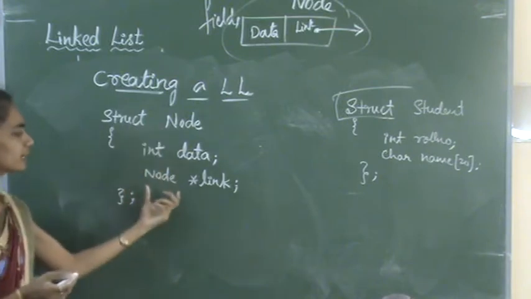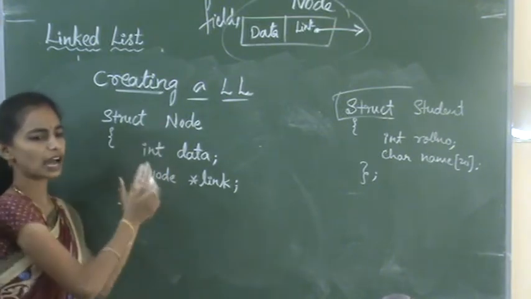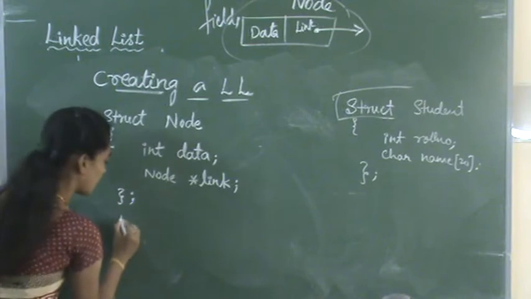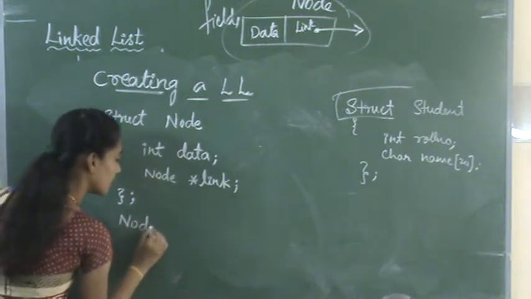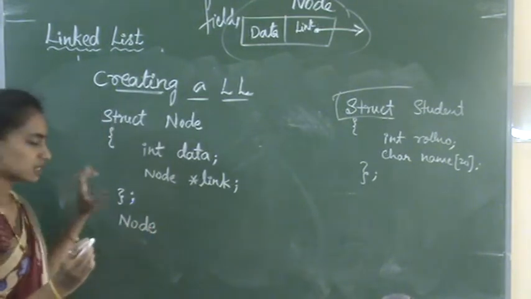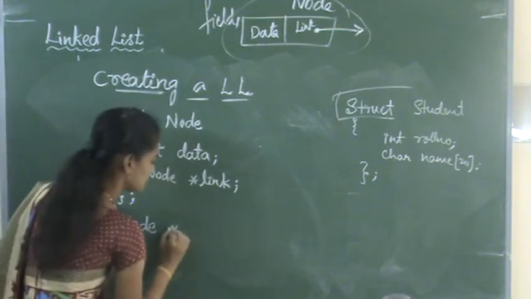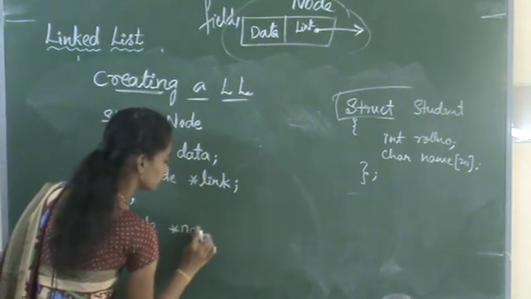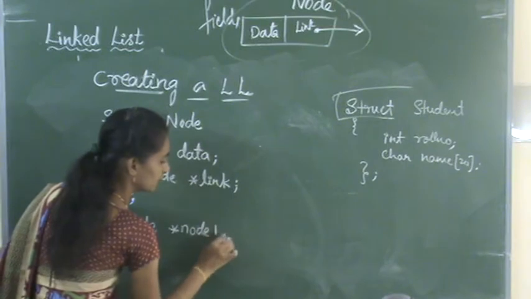If we are creating this linked list, we have to call this, so that we are declaring the structure. Node star, give any variable name.